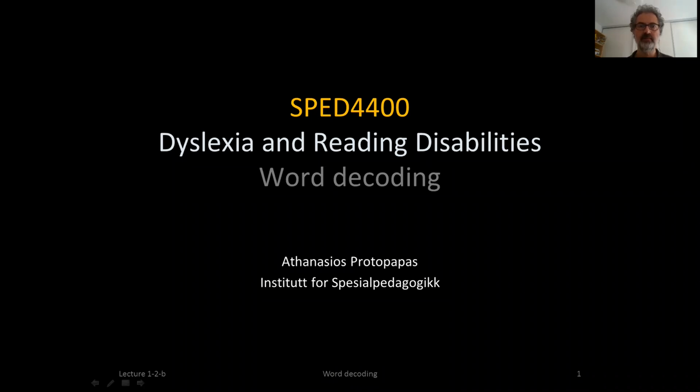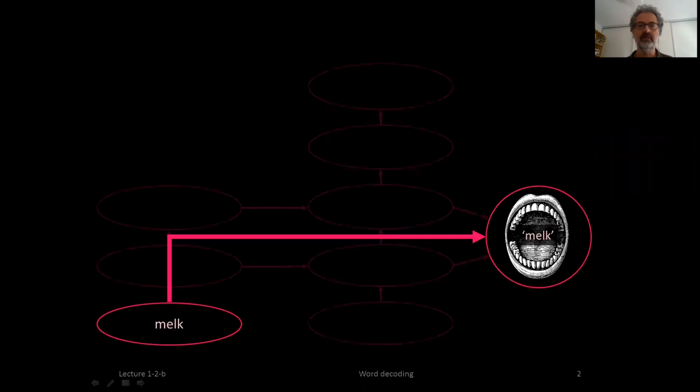In this video, we will talk about word decoding. As you recall, word decoding is going from a visual representation of a word, like this sequence of letters printed on a sheet of paper or shown on screen, to articulating the word that we have recognized.